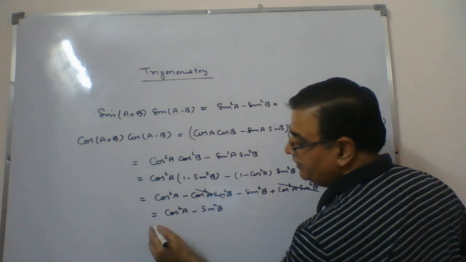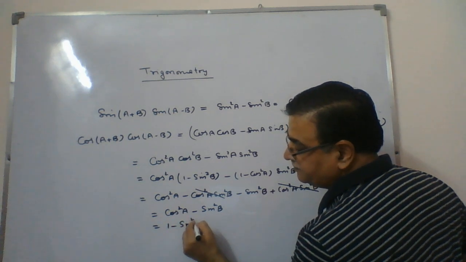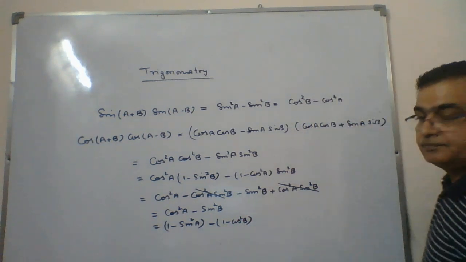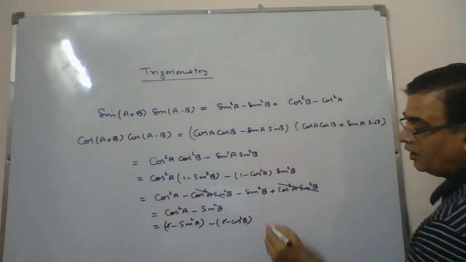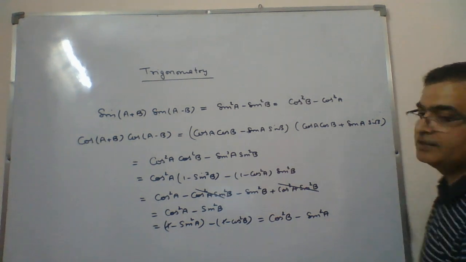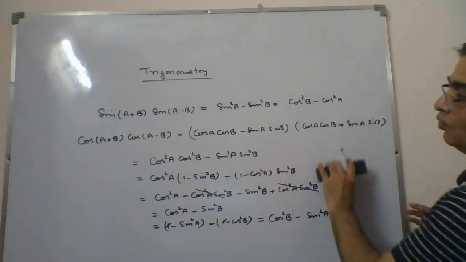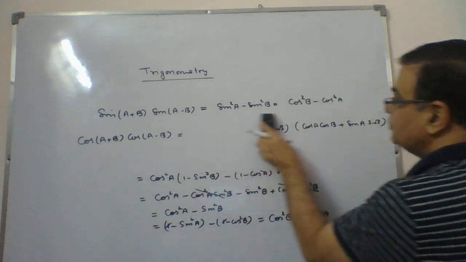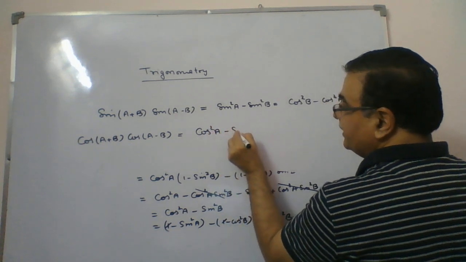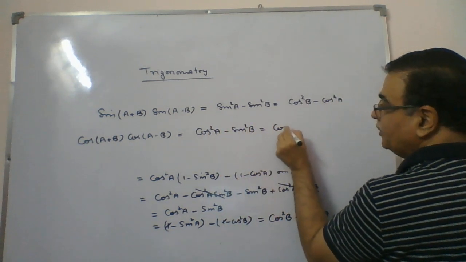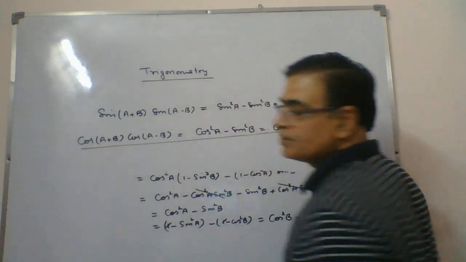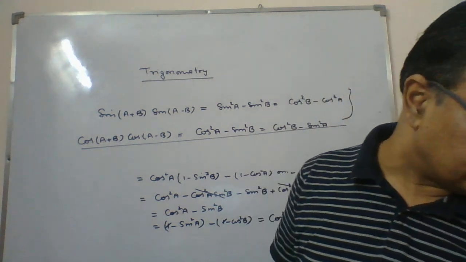One more result we can get here, that this we convert in sine and this we convert in cos. Now this one and this one again cancel out, and this will come out to be cos square B minus sine square A. So another formula we have now. What this formula says, cos(A plus B) into cos(A minus B) comes out to be cos square A minus sine square B, or it will be cos square B minus sine square A. So these are the two results going to help you in certain questions.